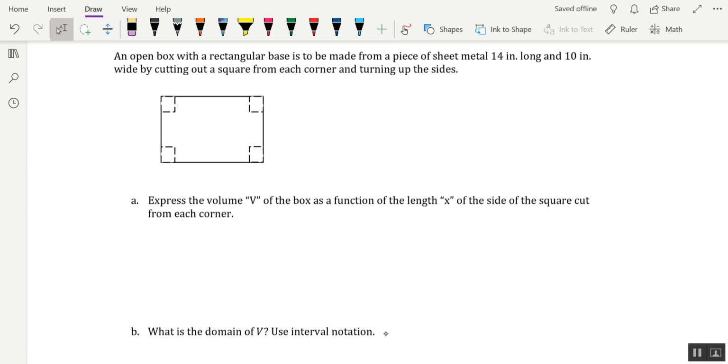sides. So first and foremost, this is how us mathematicians turn up. Just kidding about that.